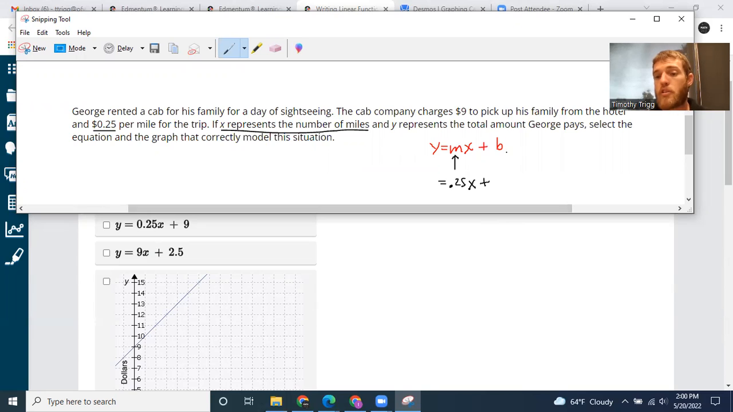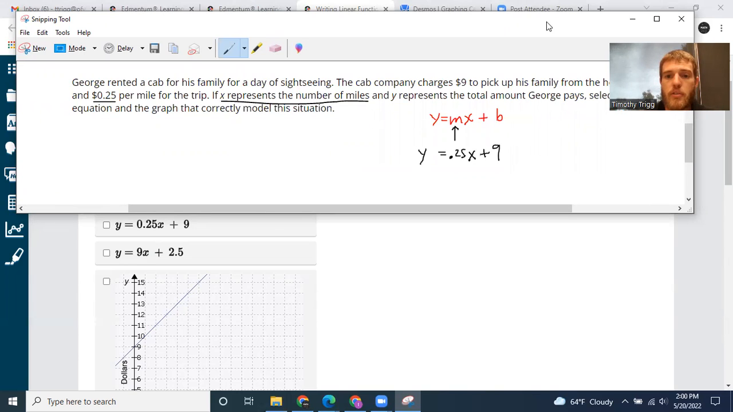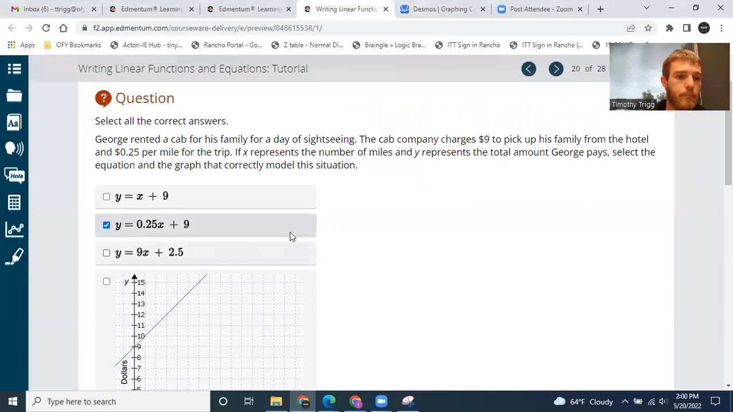B, the y-intercept, is the constant amount. So this is the amount, a flat rate, basically. Now you're charged a flat rate of $9 plus the 25 cents times the number of miles. So this is your equation here. Y equals 0.25x plus 9. Okay, hopefully that makes sense. Generally, if it says you're charged a certain amount per something, that's usually going to get multiplied by a variable. So in this case, multiplied by x.